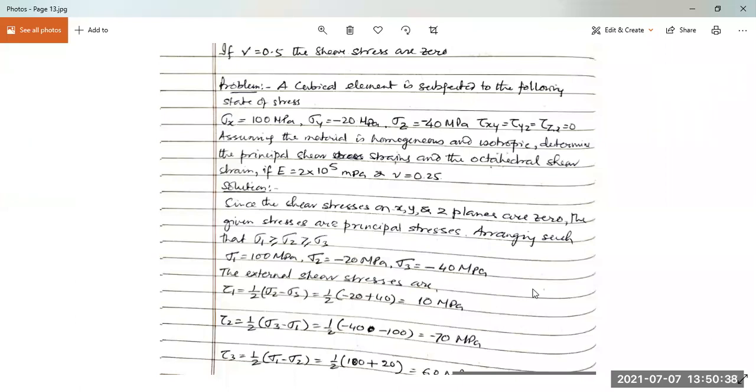We have to arrange them accordingly because we have the maximum, the intermediate, and the minimum. Sigma 1 is the maximum, sigma 2 becomes the intermediate, minus 20 MPa, and sigma 3 is the minimum, minus 40 MPa. The extreme shear stresses are: tau 1 is half of sigma 2 minus sigma 3, which is 1 by 2 into minus 20 plus 40, equal to 10 MPa.